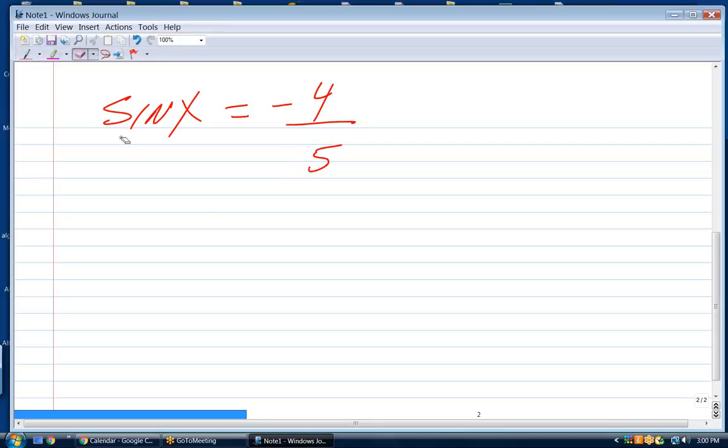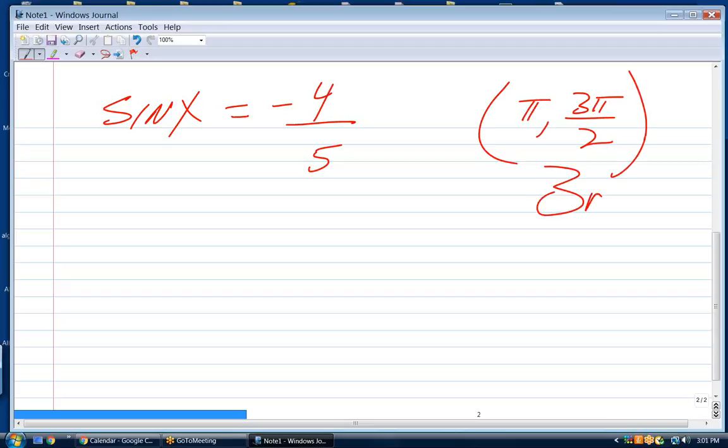Okay. Then it has the bracket telling me which quadrant it's in, which is pi comma 3 pi/2. Which quadrant is that? The third quadrant. Okay, then it's sine 2 theta equals what?